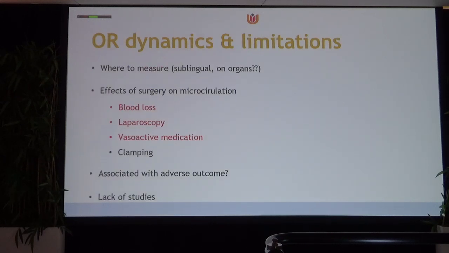So what are the problems in the OR setting? We have totally different dynamics, and we have some limitations that you don't have in the ICU. The effects of surgery, like laparoscopy, the more dynamic use of vasoactive medication, the use of clamping by surgery, and we don't know anything about microcirculation and its association with adverse outcome in these patients. We have more literature about the ICU, we have some literature on the OR setting, and I'm going to discuss some of them, but we don't really know. There's a lack of studies.